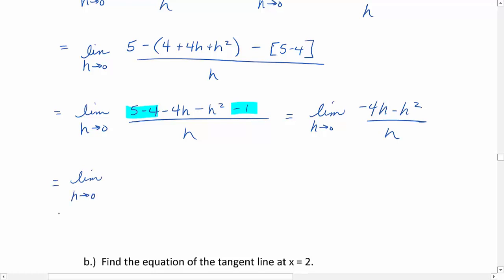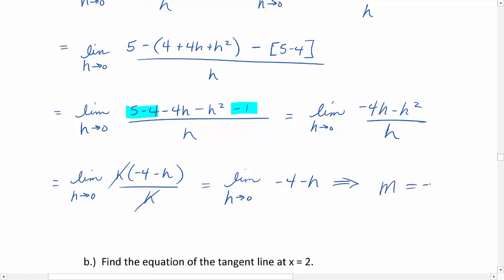I can't plug 0 in for h right now because it'll give me a 0 in the denominator, an expression that's undefined. So instead, we'll factor an h out of the numerator. And once we're in factored form, we can cancel these two h's out. The limit as h approaches 0 of negative 4 minus h, we're going to get the slope of the tangent line being equal to negative 4.